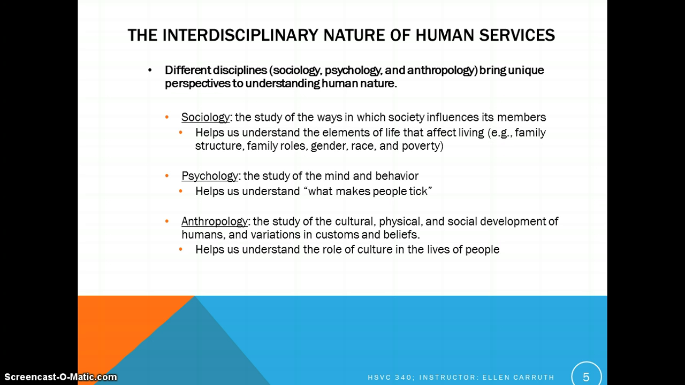Woodside and McClam continued their definition of human services by describing the ways that different academic disciplines contribute to our understanding of human nature. First, sociology helps us understand people in their environments. Psychology helps us understand human behavior and thought, and anthropology helps us understand the influences of culture in the lives of people. All of these disciplines provide unique perspectives to the way that we approach helping others. By understanding people through these disciplinary lenses, human service professionals can relate to their clients more effectively.